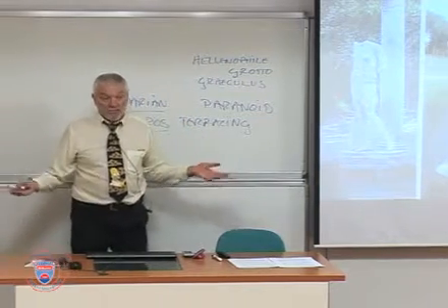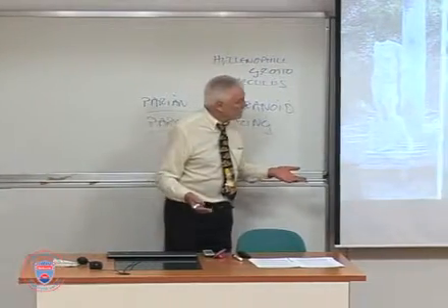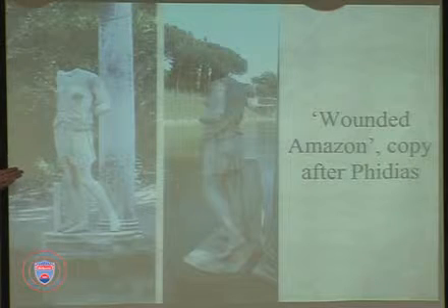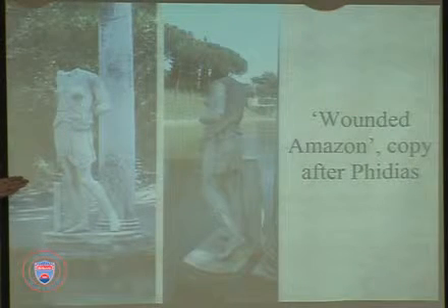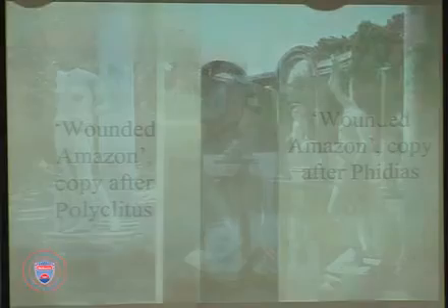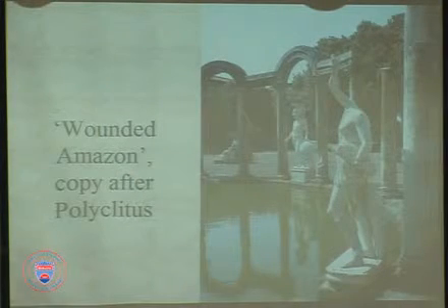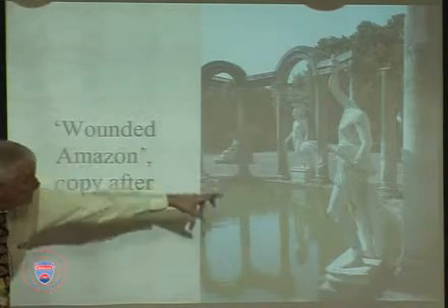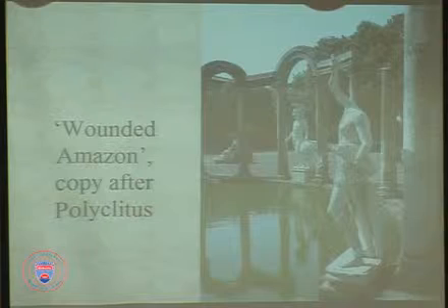Now, the original is gone, but we have descriptions of it, so we can recognise what this is, and this is the most complete copy that we have, so we can actually get some idea of what the original work looked like. There's also another wounded Amazon. It's a copy after Polyclitus, and you can just see her there.